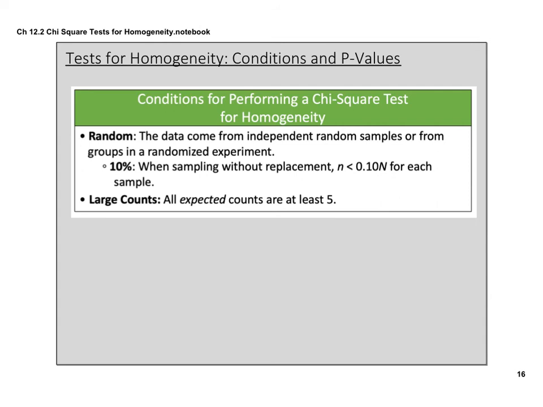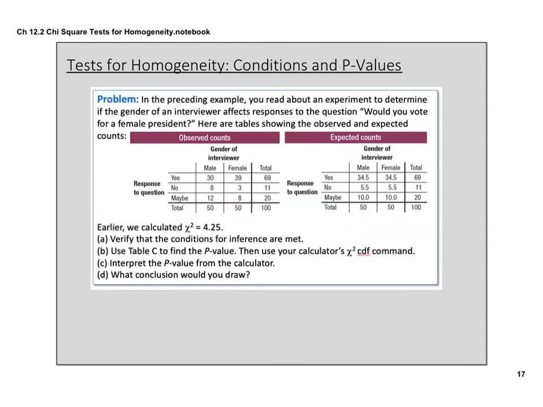All right, so as I'm sure you're not surprised, there are conditions that we have to find with tests for homogeneity. They're the same as before. So you need to know the data comes from random samples. You look at 10% when you're sampling, not when you're doing an experiment, but when you're sampling. And then the large counts need to all be at least 5. And that's the same as they were in section 12.1.